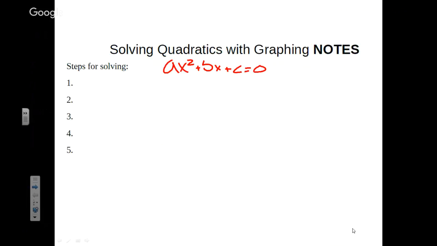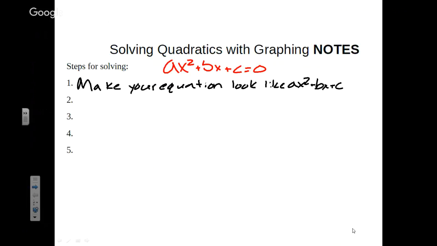So step 1 is to make your equation look like ax squared plus bx plus c equals 0. You want it to look like that because that's really important for when you put it into the calculator.